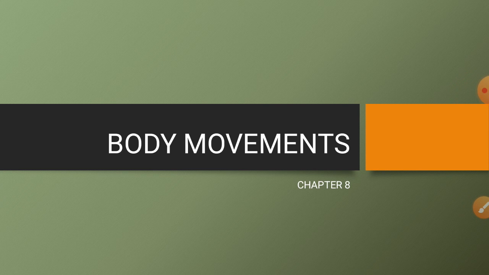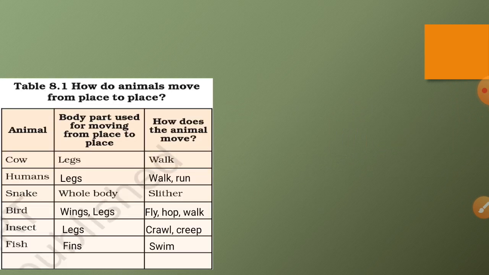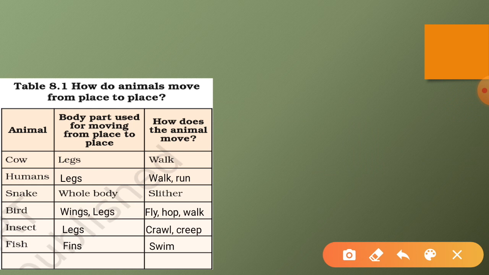So let's explore. First of all, let's find out how animals move from place to place. Here you can see a table with three columns. First, animal. Second, body part used for moving from place to place. And third, how does the animal move? So let's see one by one. First of all, cow uses legs to walk. Human uses legs to walk or run. Snake uses its whole body to slither on the ground.